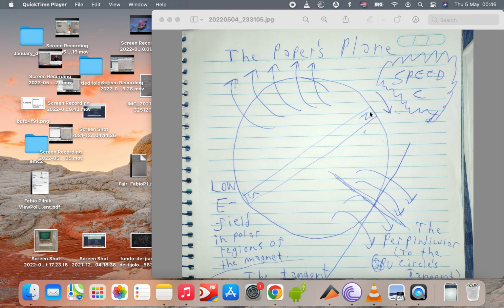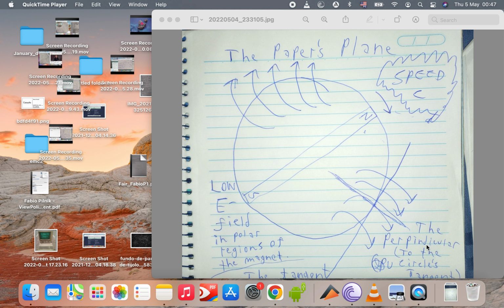How are we going to do that? Well, first we're going to say there's a tangential component to the magnetic field, right there, this tangent. If we measure the magnetic field along the tangent to the circle, we're going to call that the tangential component of the magnetic field. If we measure the magnetic field along the perpendicular to the circle, we're going to call that the perpendicular component of the magnetic field.